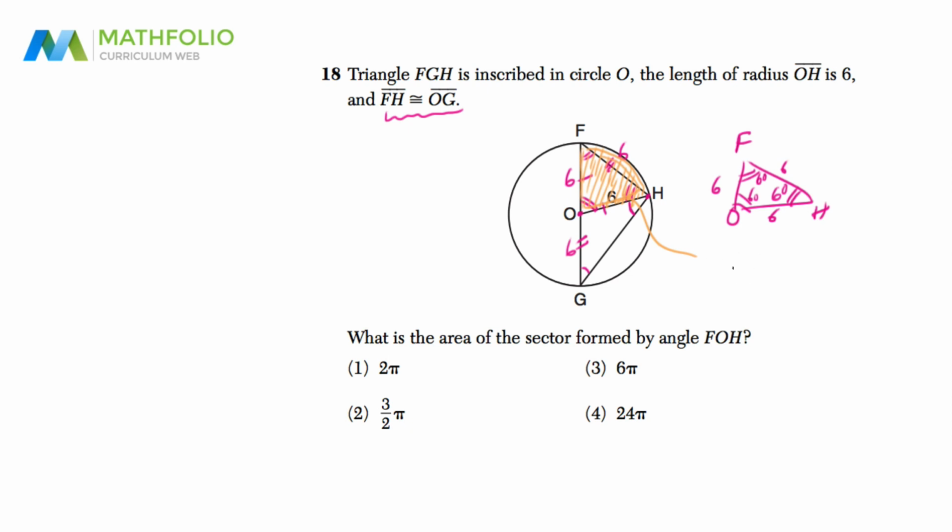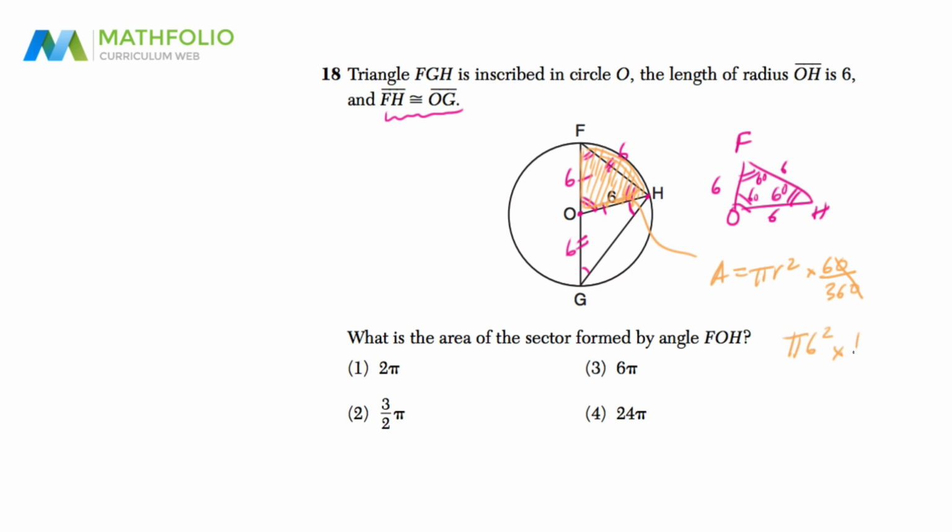So to find the area of this, we take the area of the whole circle, which is pi r squared, and we times it by the angle fraction. Well, we know this is equilateral, so this middle angle must be 60 degrees out of a total of 360. So when we plug in the radius, 6, we get pi 6 squared times 60 over 360, which simplifies to 6 over 36.